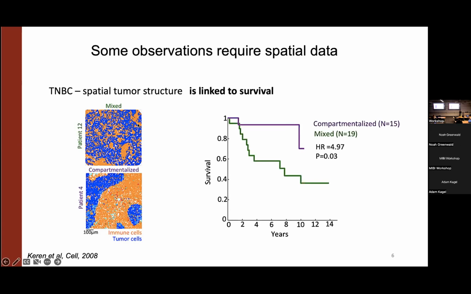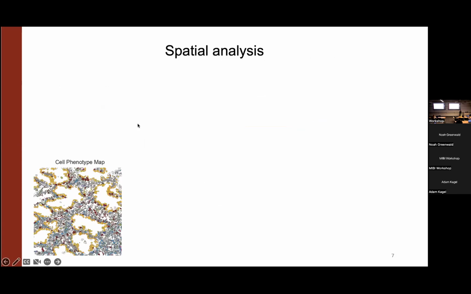So spatial context is important, but how can we get to it? In the previous images, the pattern of compartmentalized versus mixed was very clear just by looking at the cell phenotype maps. However, that is not always the case. And also we need to keep in mind that we will be dealing with large cohorts, many different markers, and the patterns could be more intricate and delicate. So manually looking for them is not really feasible.